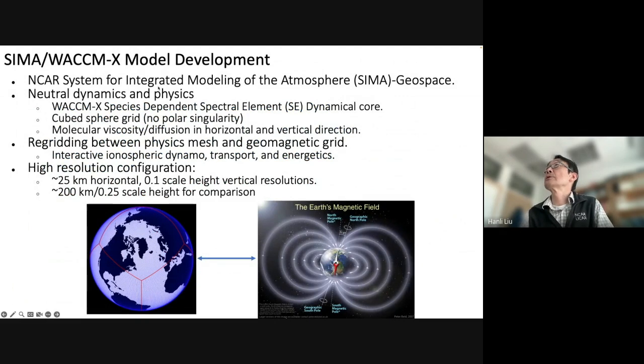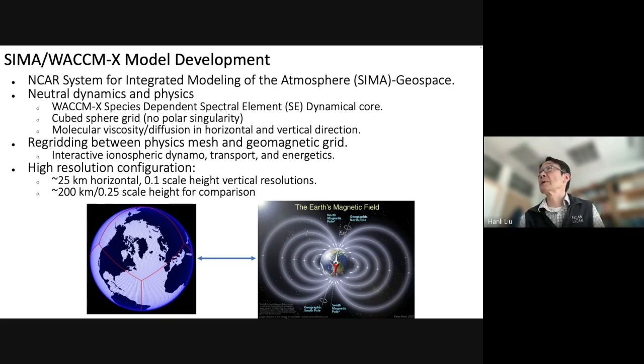So that's what we're doing, trying to develop this new model, the CEMA model, and we're really targeted for the CEMA WACCM-X project. We're really targeting the high resolution. So we now adapt the new dynamical core, the species-dependent spectral element dycore, and we're solving things on the cube sphere grid, which has the advantage that there's no polar singularities, unlike the old lat-long grid, and which both increases the computing efficiency and is also good for physics.